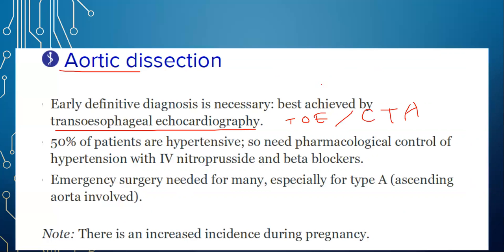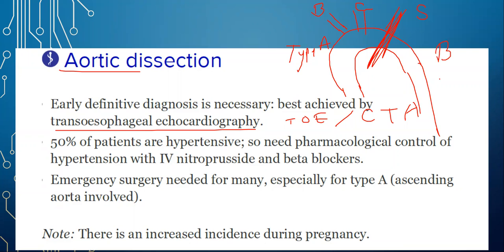Treatment basically depends on the type of aortic dissection. So if you know the anatomy, this is the aorta. This is your brachiocephalic artery, right? Then carotid artery, and then subclavian artery. This is the left subclavian artery, which means this supplies the left arm. We divide aorta into type A and type B based on this left subclavian artery. Any dissection or tearing of the aorta proximal to this left subclavian artery is known as type A. And any dissection distal to this left subclavian artery is type B.